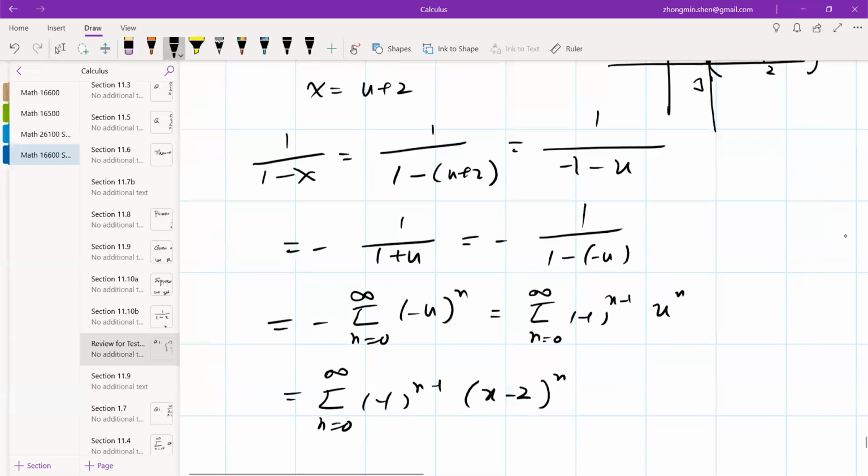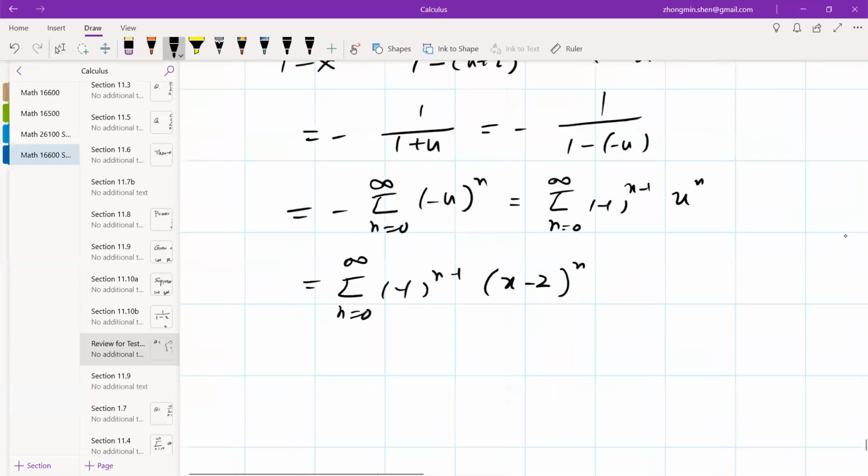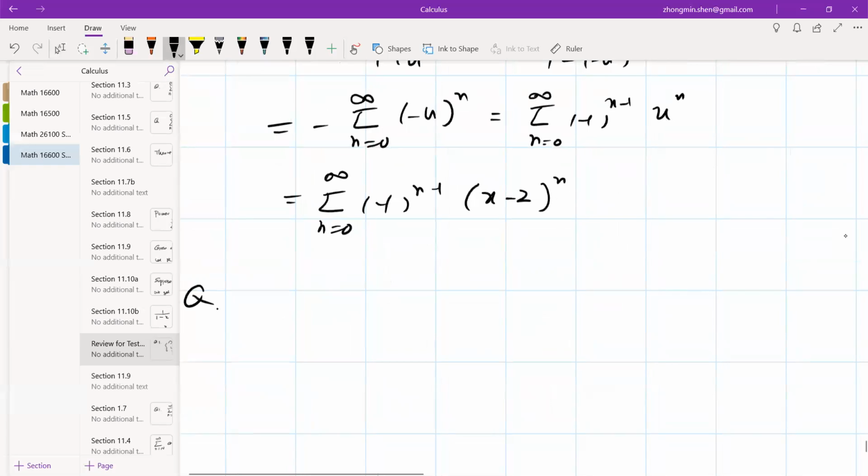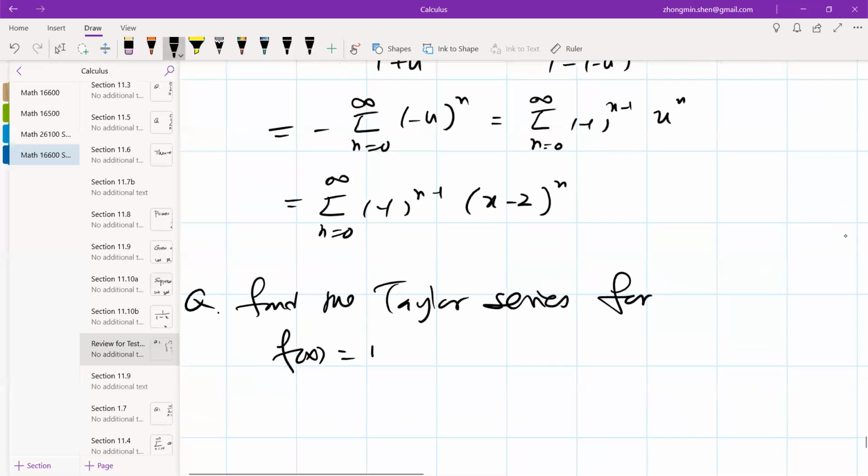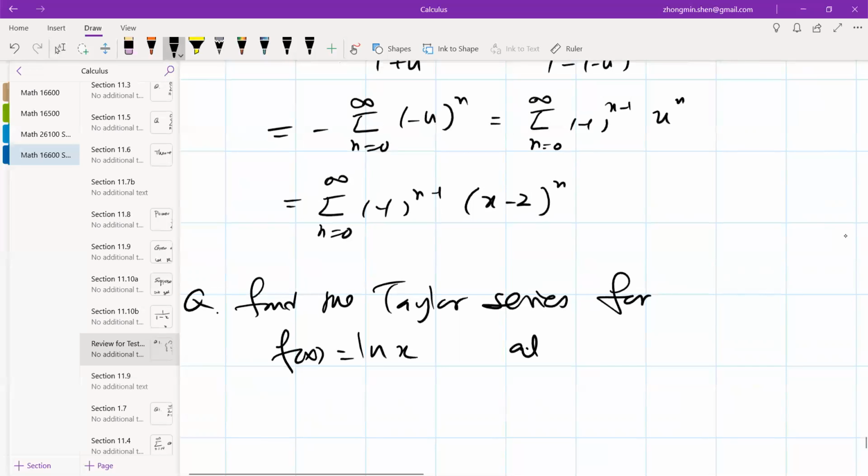Okay. So let me ask you to do another one. Find the Taylor series for the function f of x equals natural log of x at a equals e. How about that?